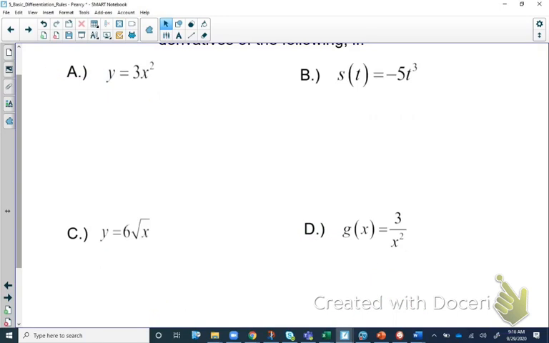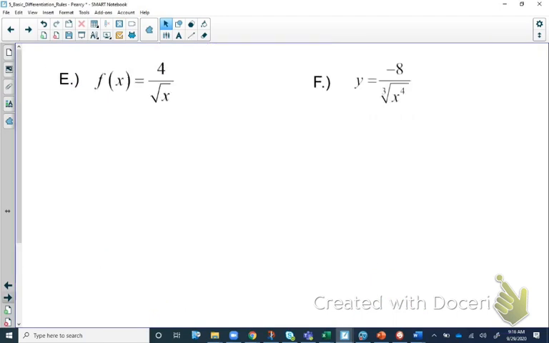So now we have 2 more, I believe, to look at here. And I'm going to go ahead and try to do these for you, particularly F. That one's going to be a little bit interesting if you don't remember how you're converting your radicals. So let's just go ahead and work through these together real quick and see what we end up with.